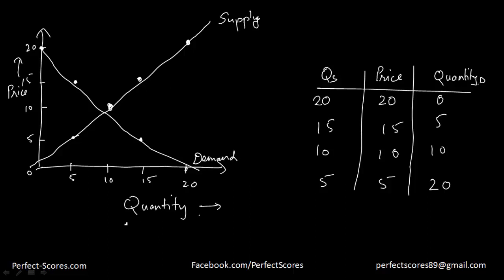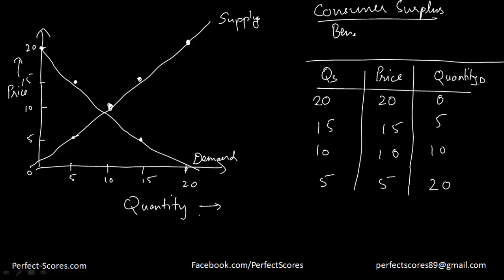Now, what do we mean by consumer surplus and producer surplus? Let me define consumer surplus first. Consumer surplus is the benefit that the consumer is getting. What is happening here is that this is the equilibrium point. This is the quantity being produced and this is the price being charged. Consumer surplus is the benefit to the consumer.